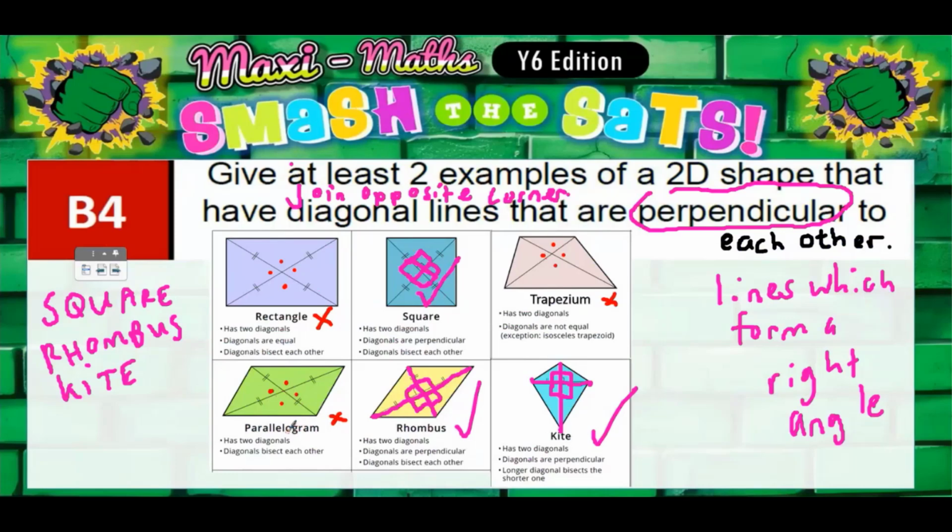So you can't have a rectangle, parallelogram, or trapezium. You can have a square, a rhombus, or a kite.